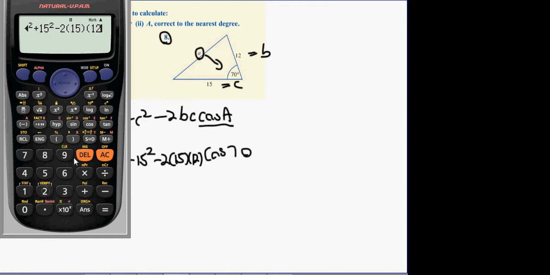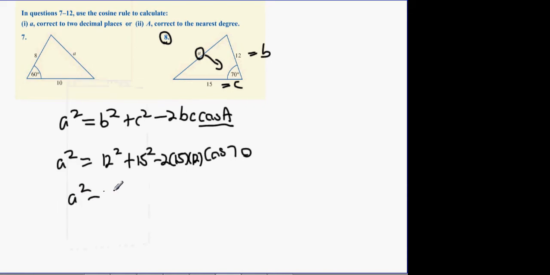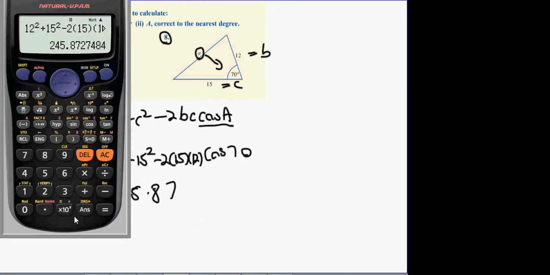It has to be in degrees, okay? Otherwise you won't be getting the right answer. Cos 70, this is all one go. And what we can see there is 245.87. So A squared equals 245.87. Don't exit the calculator mode, just say square root of answer. You get a more accurate answer that way. Don't retype it. And then you get the answer is 15.68. And it goes 2 decimal places, that's perfect.